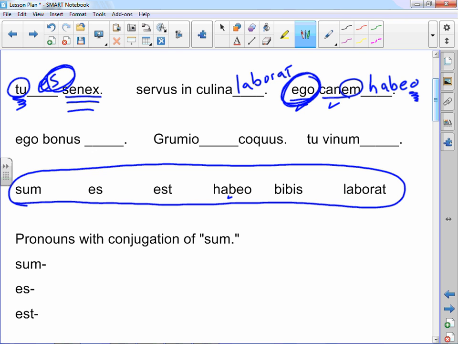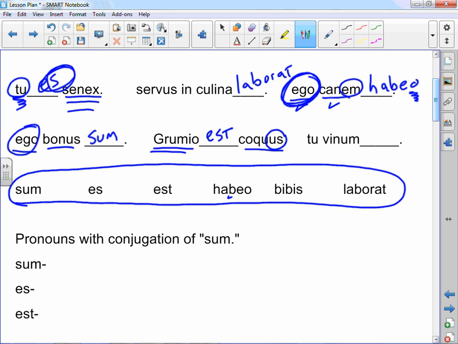Okay, next one is ego bonus. Those are both nominatives. So I need some kind of word that is sum, es, or est. I look at ego, that's first person. Sum is first person, so I fill it in. I have Grumio and coquus. Both are nominative. So I need one of the sum words again. Grumio is third person, so I use est.